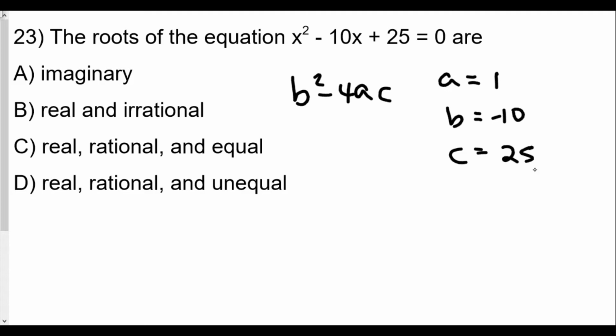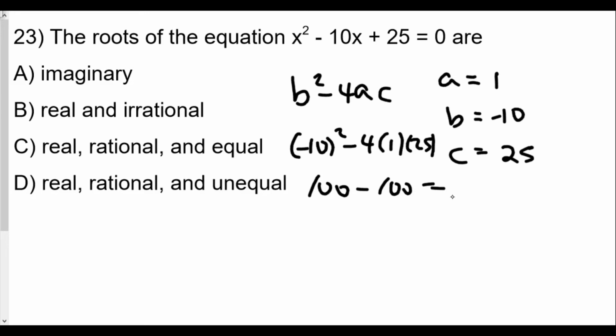So now we just plug in values of a, b, and c to our formula. So we have in this case negative 10 squared minus 4 times 1 times 25. Well, negative 10 times negative 10 is 100. Minus 4 times 1 is 4 times 25 is 100. Whoa. So 100 minus 100 is 0. So when b squared minus 4ac is equal to 0, definitely not imaginary. Now, definitely real.